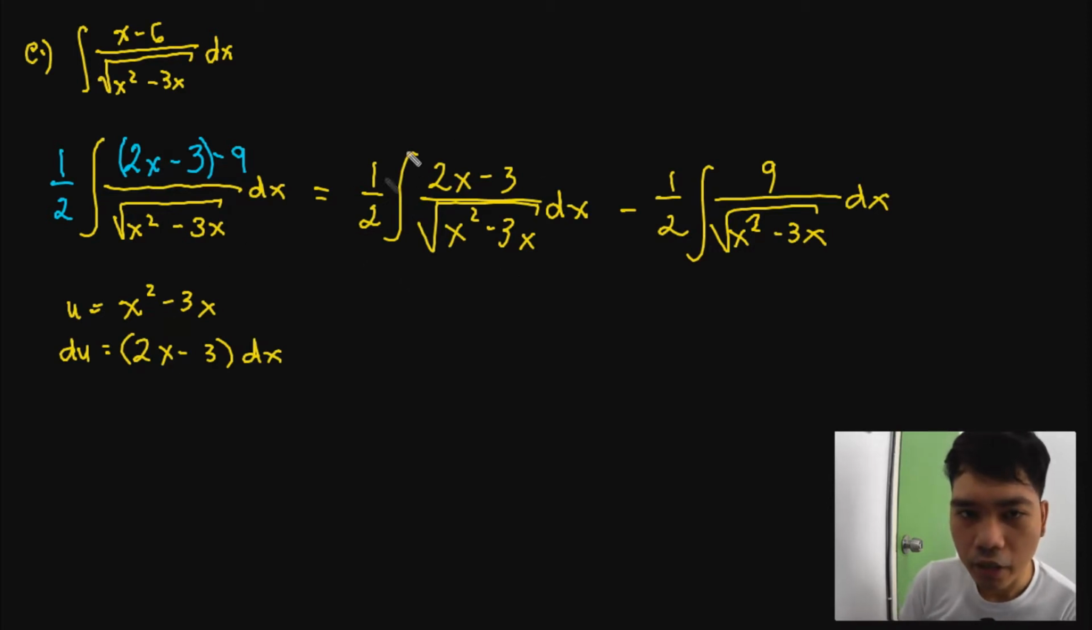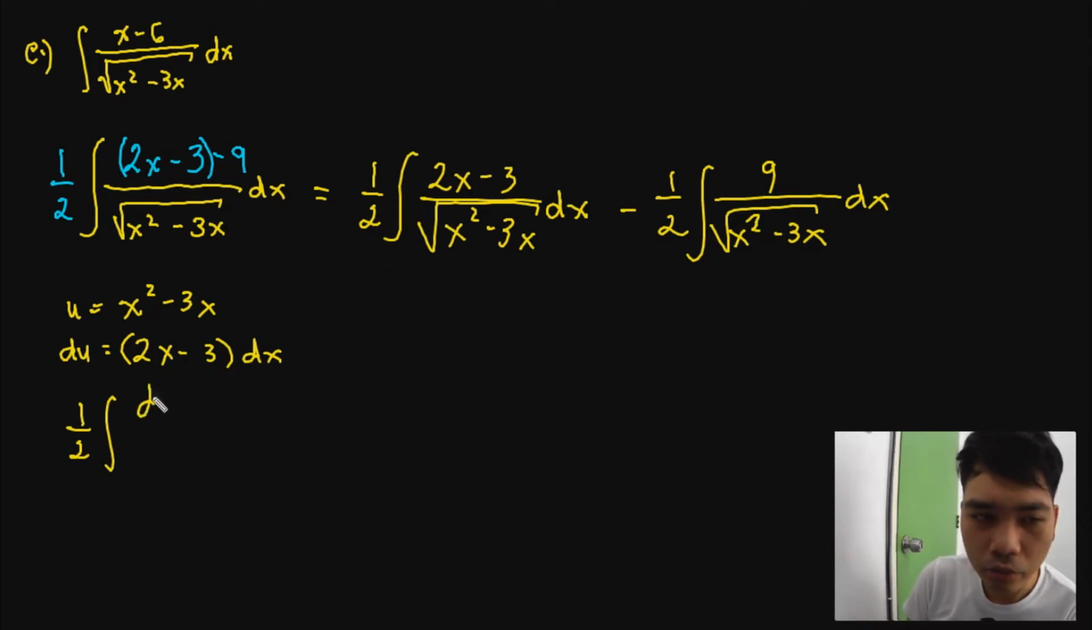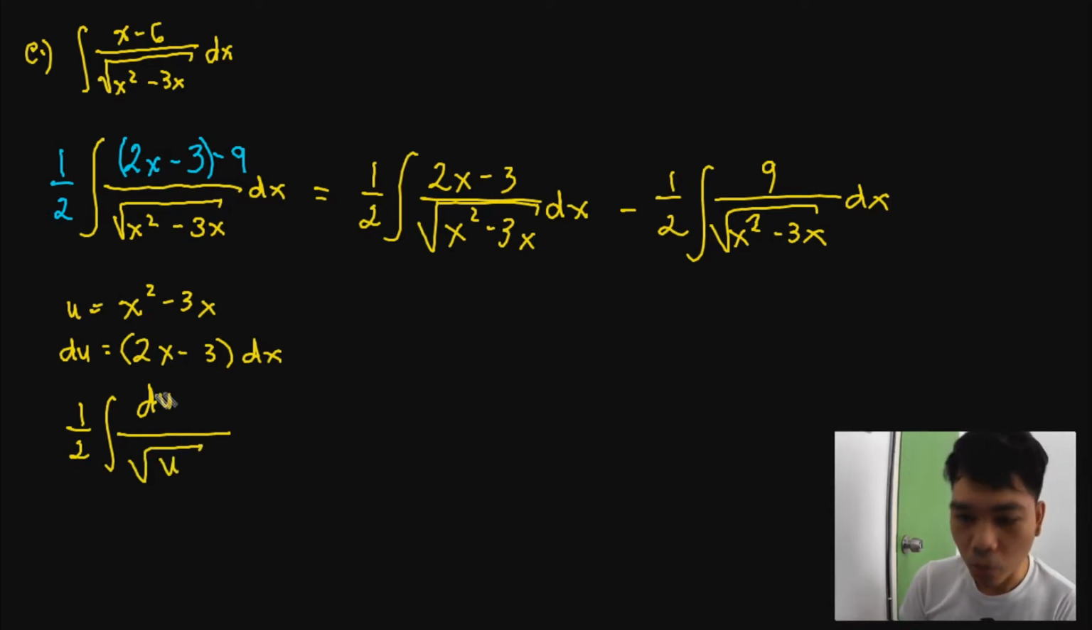So, with this, pwede natin siyang i-use substitution. So, we have 1/2 the integral of du. So, this is du. Kasi ito na yun exactly yung ating derivative. And then, this one would be square root of u. And now, this one, kung du siya, di ba, this is readily integrable naman na in terms of u.